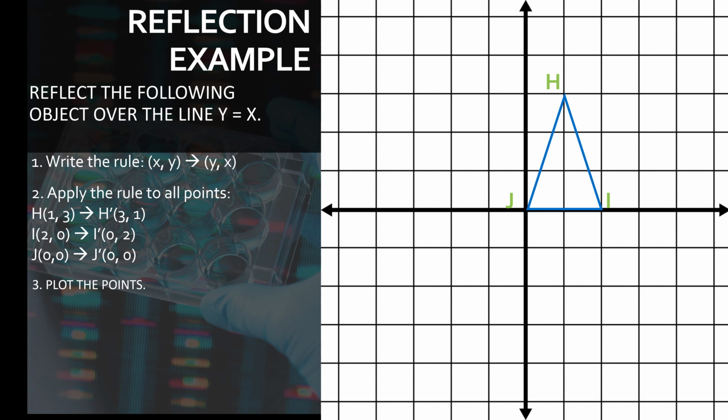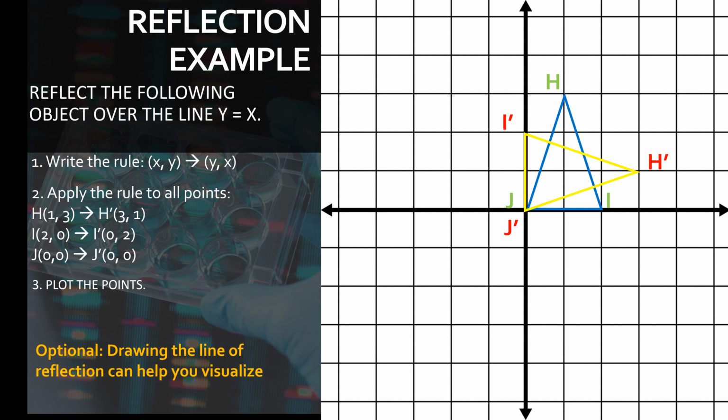And then I just simply plot the points. That'll give me my triangle. Now, here's something optional. You can draw the line of reflection to help you visualize. I personally am not going to require it, but some students feel it might help them. So that's always something that you can do.